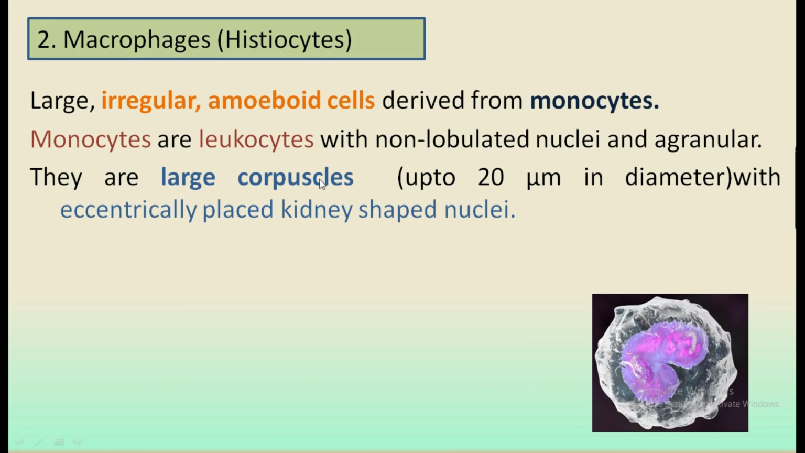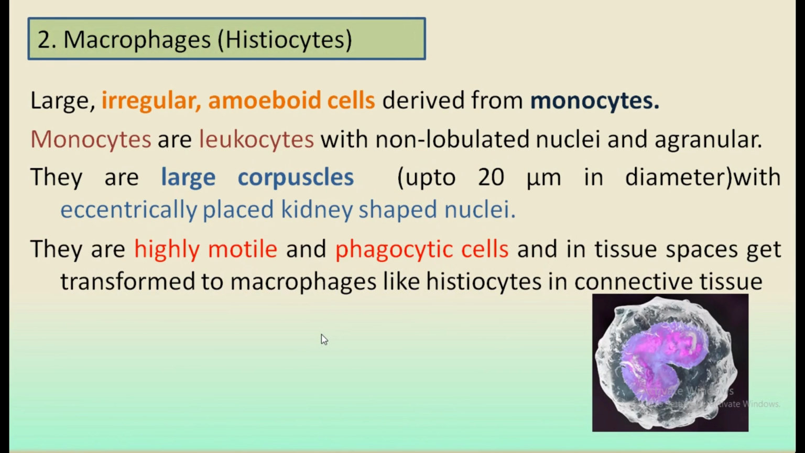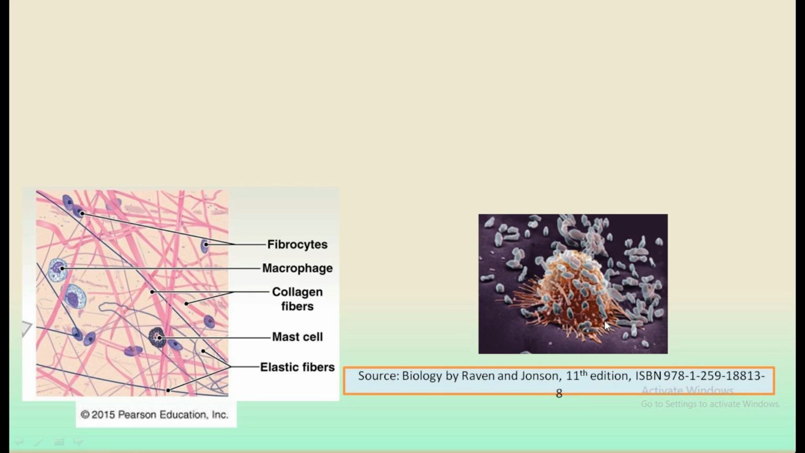Monocytes are large corpuscles up to 20 micrometer in diameter, and they have eccentrically placed kidney-shaped nuclei. They are highly motile and phagocytic cells, and in the tissue spaces they get transformed to macrophages, which are called histiocytes in reference to the connective tissues. So these are the macrophages in action.